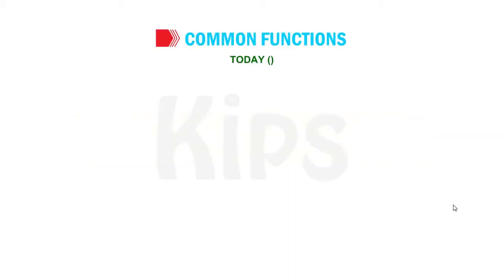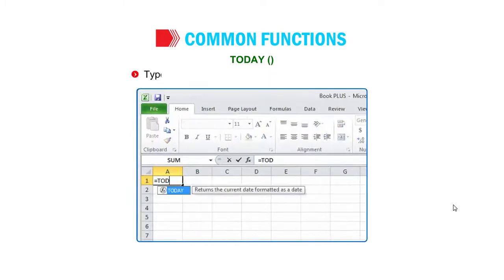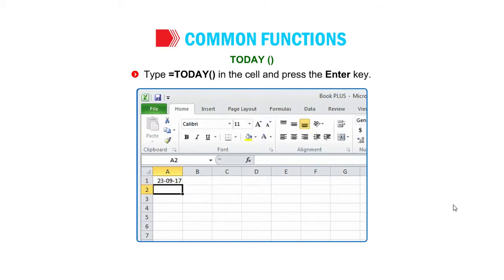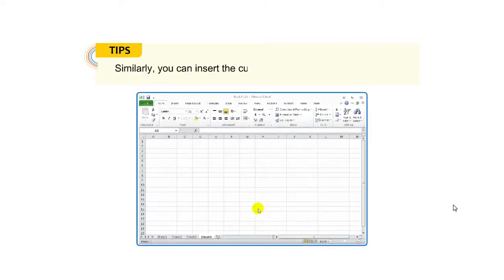TODAY(). It is used to display the current date. Type =TODAY() in the cell and press the Enter key. The TODAY() function will display the current date in the selected cell. Let me share with you some tips. Similarly, you can insert the current day, month and year in a cell.